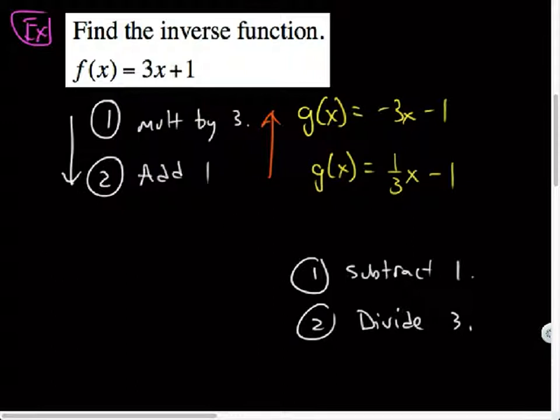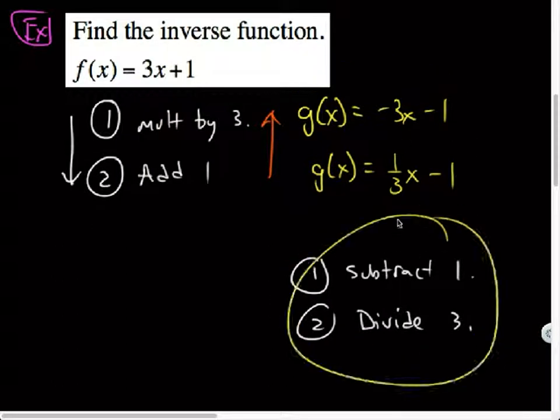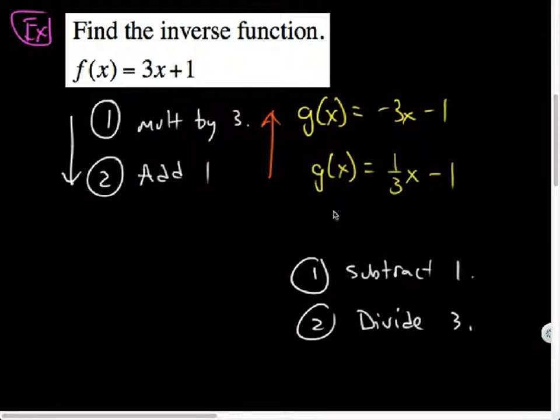So in my anti-inverse world, does either of these functions do it in this order? No. What would the inverse function g of x have to be to have subtraction by 1? So what happens to x? It's subtracted by 1. So what's that look like? x minus 1 in parentheses, and then all over 3, or 1/3 of x minus 1 in parentheses. Both of those are the same thing.